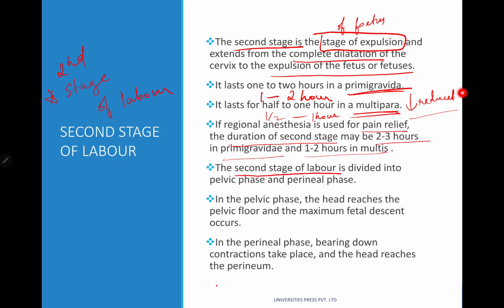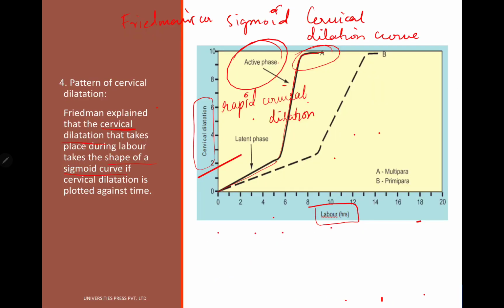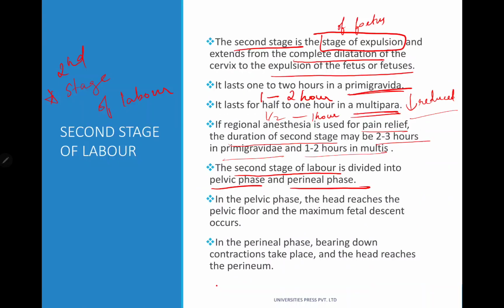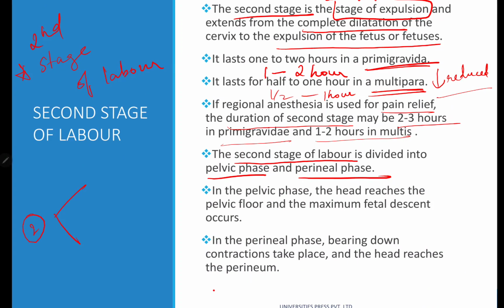The second stage of labor is divided into a pelvic phase and a perineal phase. First stage of labor, how did we divide? We divided it into a latent phase and an active phase, and we drew the Friedman sigmoid dilatation curve. Now moving on to the second stage of labor, similarly, there are two phases. One is the pelvic phase, and number two is the perineal phase.